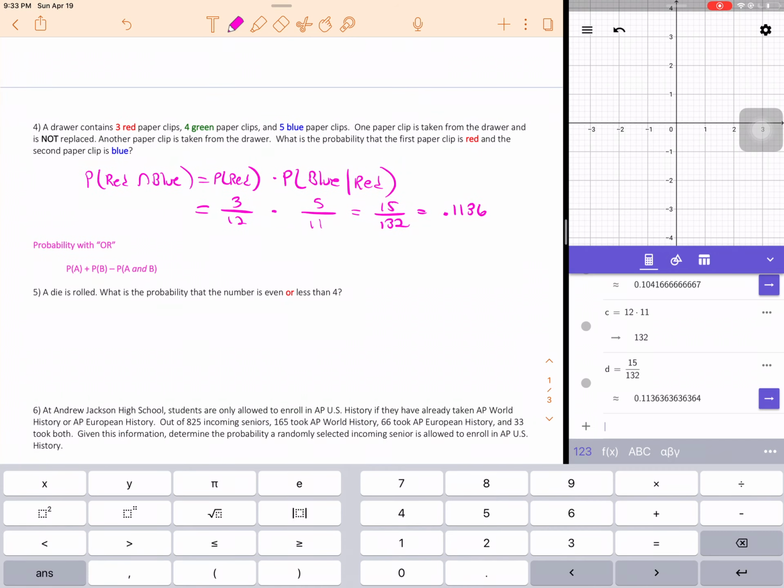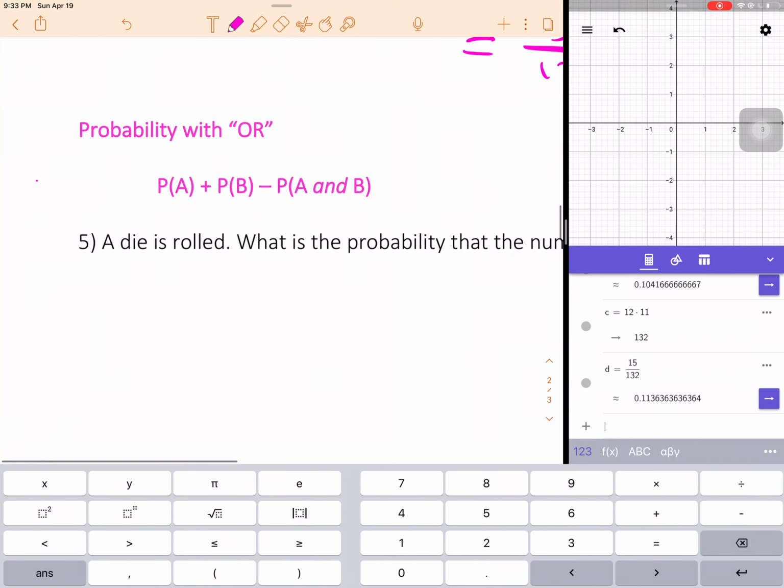Now, the probability of or statements. We have a formula here: the probability of A or B equals the probability of event A plus the probability of event B minus the probability of A and B. And why is that? Because if you're counting when it happens in event A and when it happens in event B, sometimes you might be counting it twice, whatever the event is. So therefore, you have to subtract when you counted it twice.